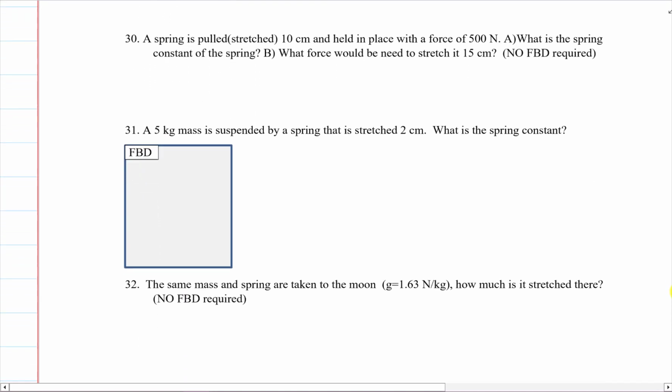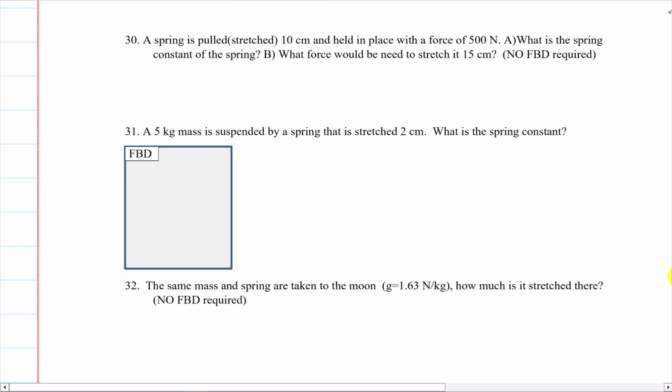Let's try number 31. A 5 kilogram mass is suspended by a spring. So we have a spring, and that spring is stretched 2 centimeters. So it has pulled out the distance as 2 centimeters. What's the spring constant?